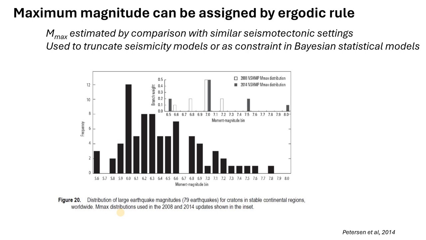So what we do is we go around the world and look in comparable settings. So these are cratons in stable continental regions, right? And we gather up all the large earthquakes that have occurred in stable craton continental regions and ask what's the distribution of those large earthquakes and what is the maximum that we've seen. So in this case, the maximum may be 7.8 or 7.6. And we may include that as an a priori constraint on our models, especially in Bayesian statistical models.